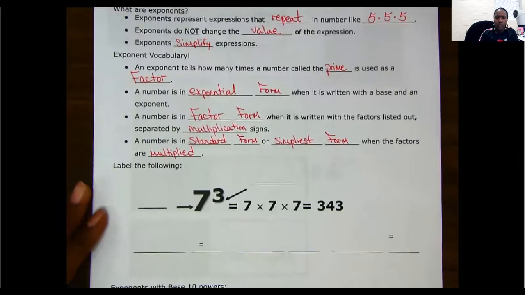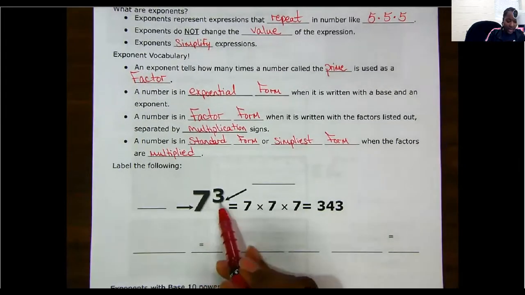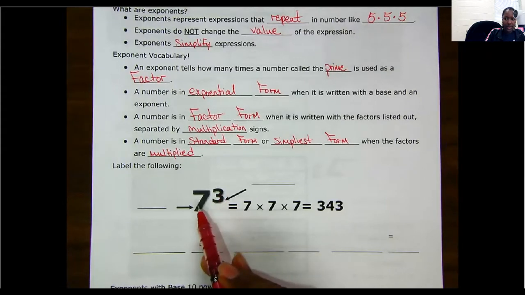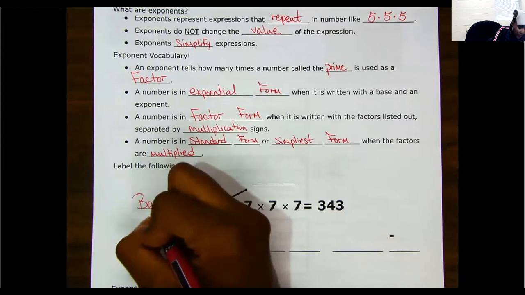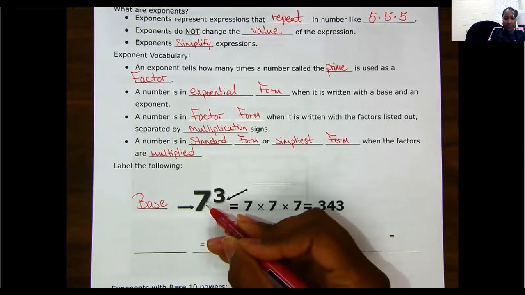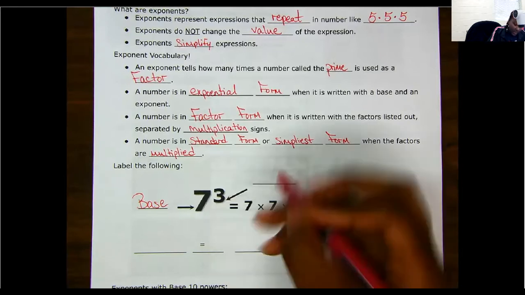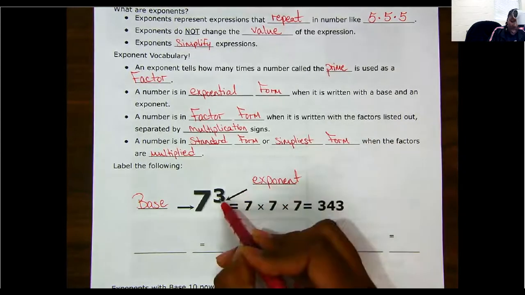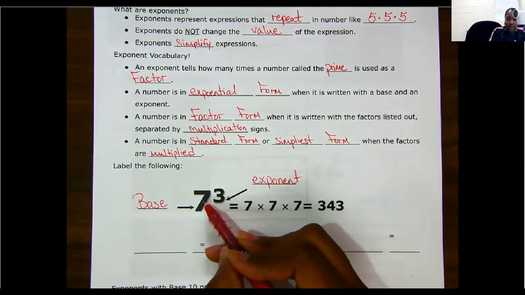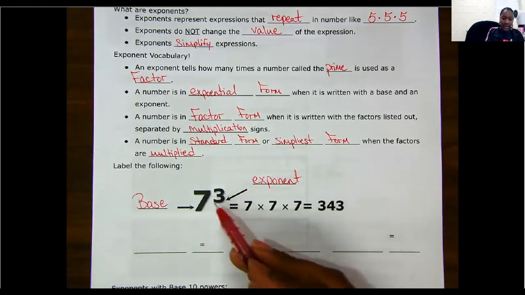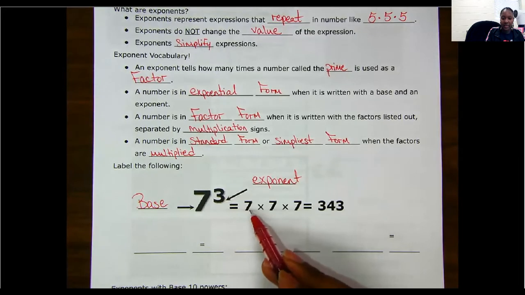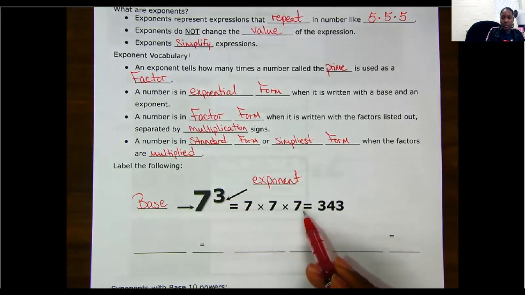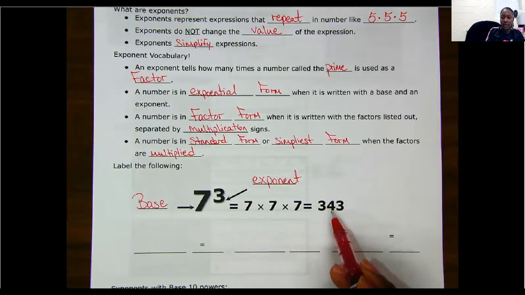So let's see. Here is an exponent, this little number above the base, okay? So let's start there. This is the base number, the number that's being repeated. This is the exponent. This little number at the top is saying how many times this number, the base, is being repeated. So let's look. 7 to the power 3, or to the third power. What it's saying is that this is 7 times 7 times 7, which if you multiply those would give you 343.